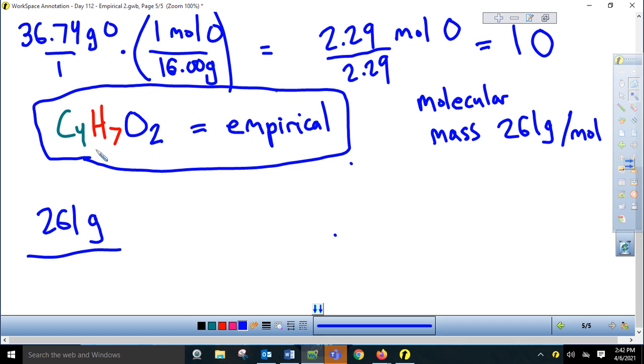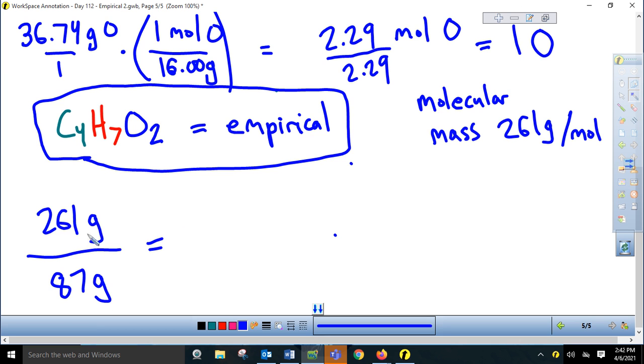So we have 4 carbons. So 4 times 12. Let me get my calculator out here. 4 times 12, that's 48. And you have 7 hydrogens, about 1 apiece. So 7 times 1 is 7. So you have 48 plus 7, that's 55. Plus 2 oxygens, that's 16 each, that's 32. So we have 48 plus 7 plus 32. That is equal to 87 grams for the empirical.